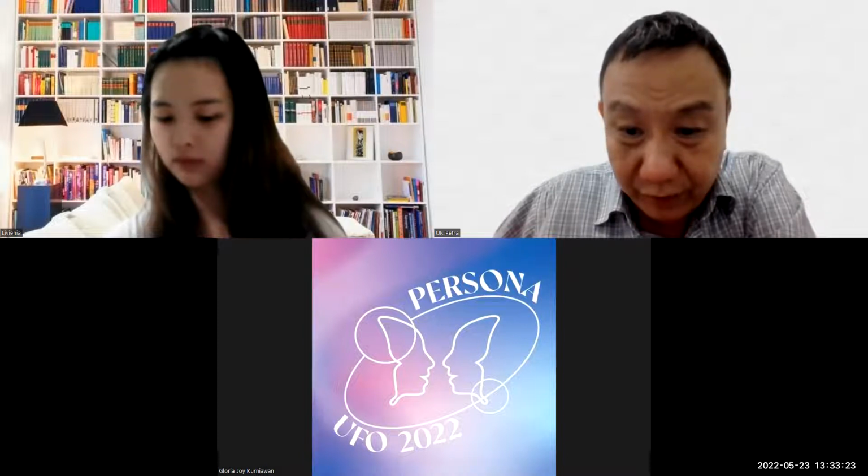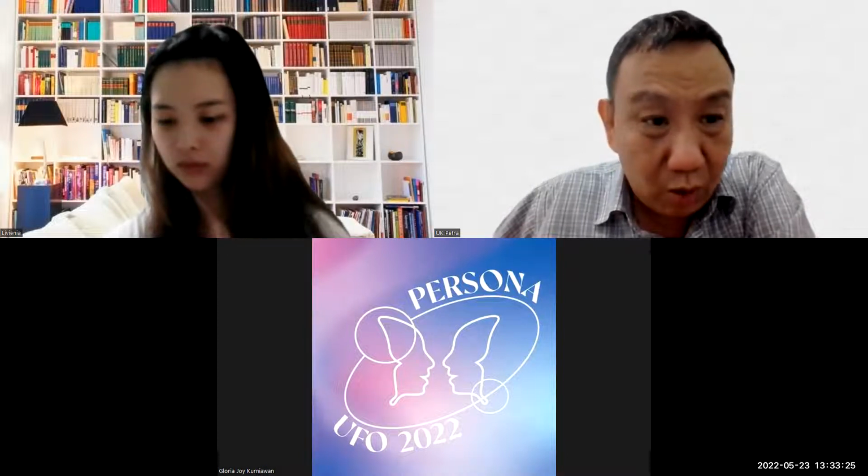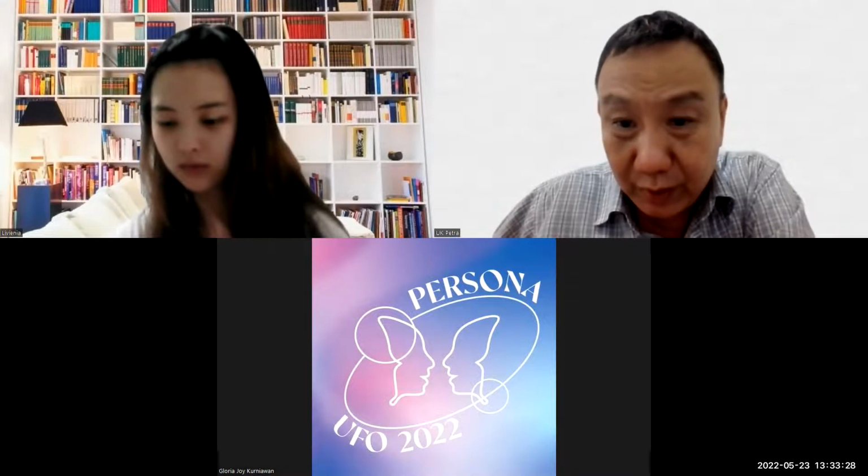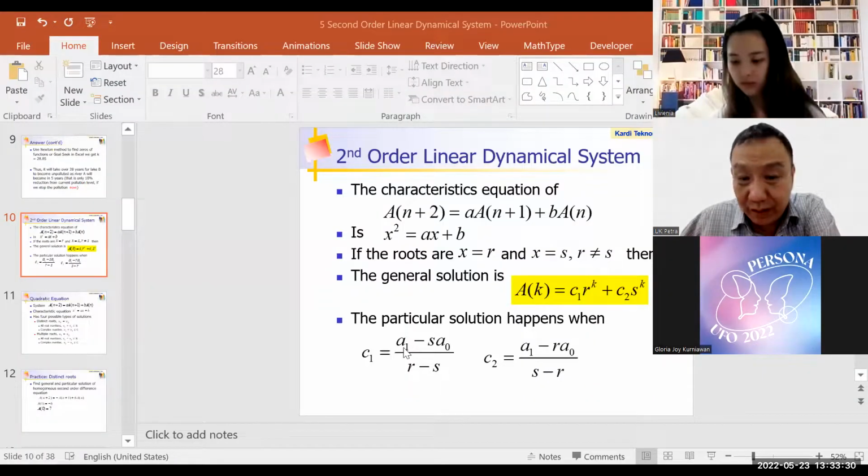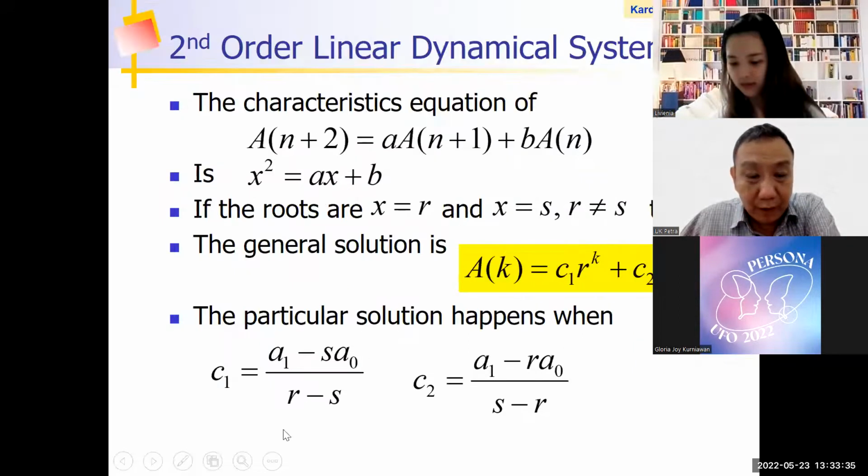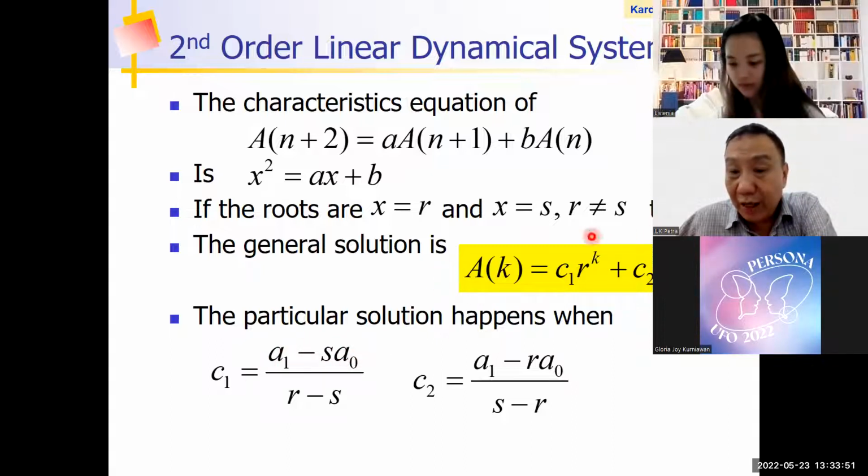After that, if you know the actual value of the initial values, here A1 and A0, then you get the particular solution. So this is the general solution, and this is the particular solution. If I don't know A1 and A0, I only know the shape. The general solution means the shape of the curve, with this exponential.